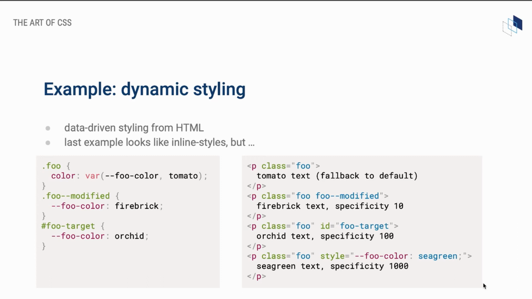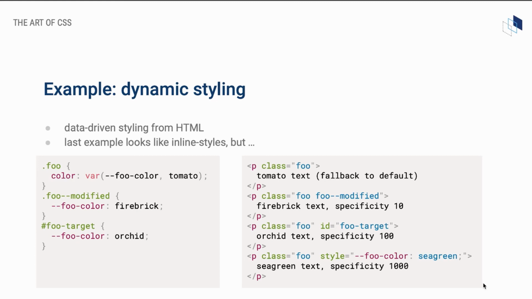In our third paragraph, we have ID instead of a class. So we're basically using specificity 100 to achieve an orchid colored text. In the last paragraph on the right, we have an inline specification of the custom property with a sea green text. And basically, we're using specificity 1000 to produce our desired style.